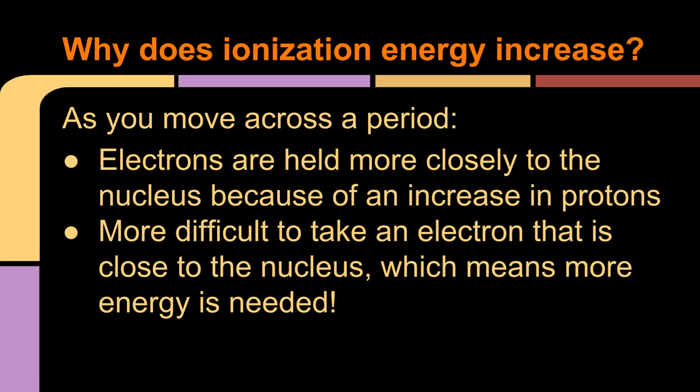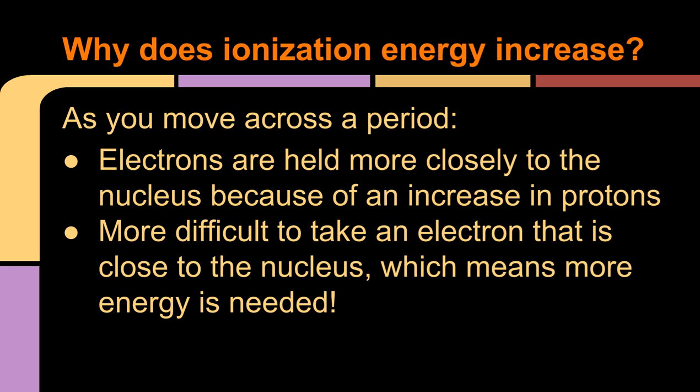So why would ionization energy increase as you go across a period? Well, if you remember, the electrons are going to be held more closely to the nucleus because we have smaller atoms as you move to the right-hand side of the periodic table. So those electrons are held nice and close to the protons, which is where they like to be. And so it's going to be difficult to take them away. So because it's more difficult, it's going to require more energy.